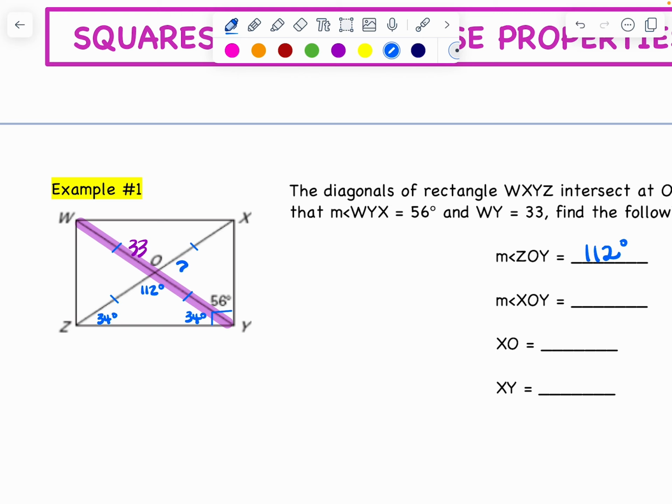All right, what about angle XOY? Okay, that's this guy right here. Well, XOY is just the linear pair to ZOY that we just found, so he must be 68.